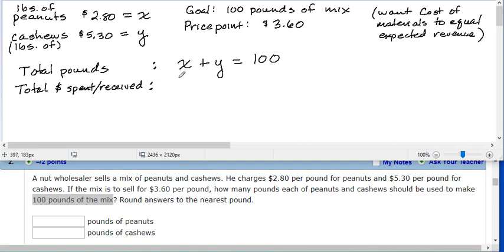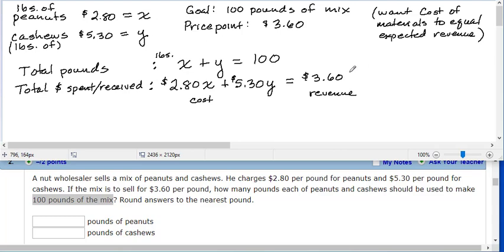Then the money that is spent on the peanuts, I'm going to spend $2.80 per pound, and I will have X pounds. Plus, and then for the cashews, it'll be $5.30 per pound, and I'm going to use Y pounds of those. So this is now a dollars equation, where my first one was a pounds equation. I've got the cost on the left-hand side. I want the revenue on the right-hand side. So from my revenue, I will have a product that's going to sell for $3.60, and I will have 100 pounds of it to sell.